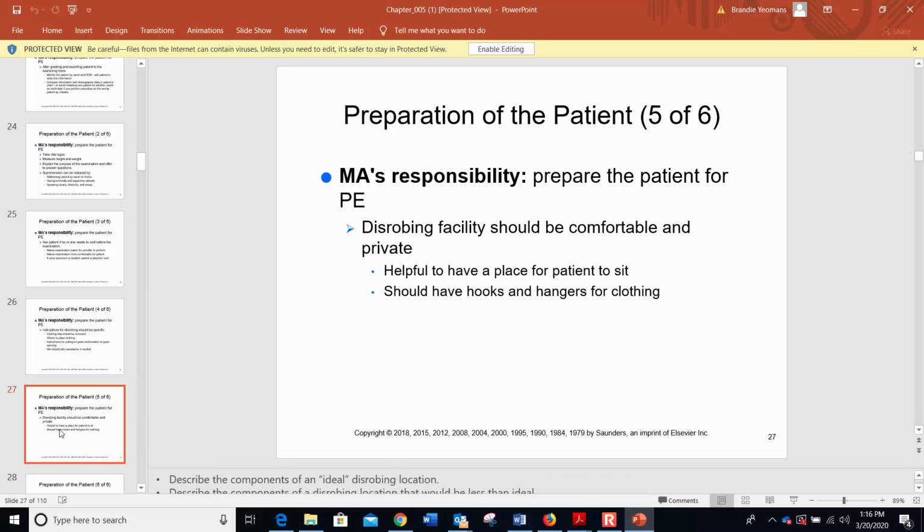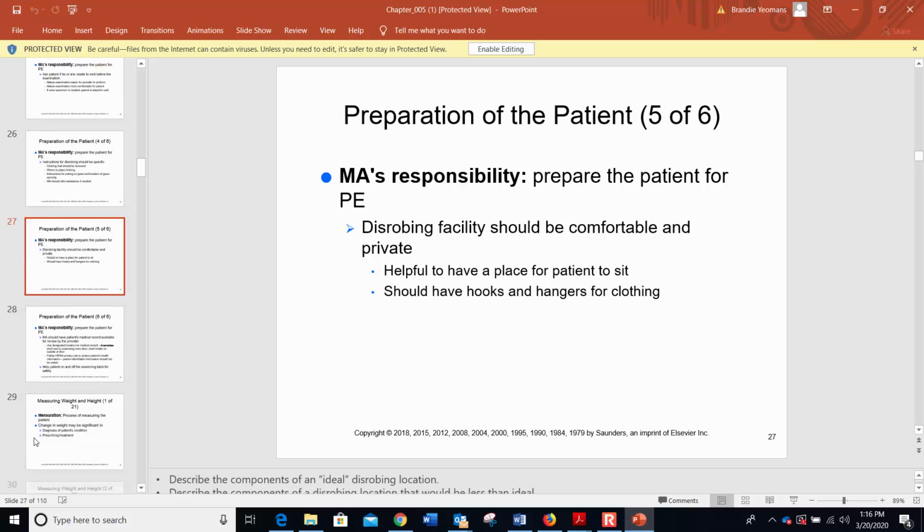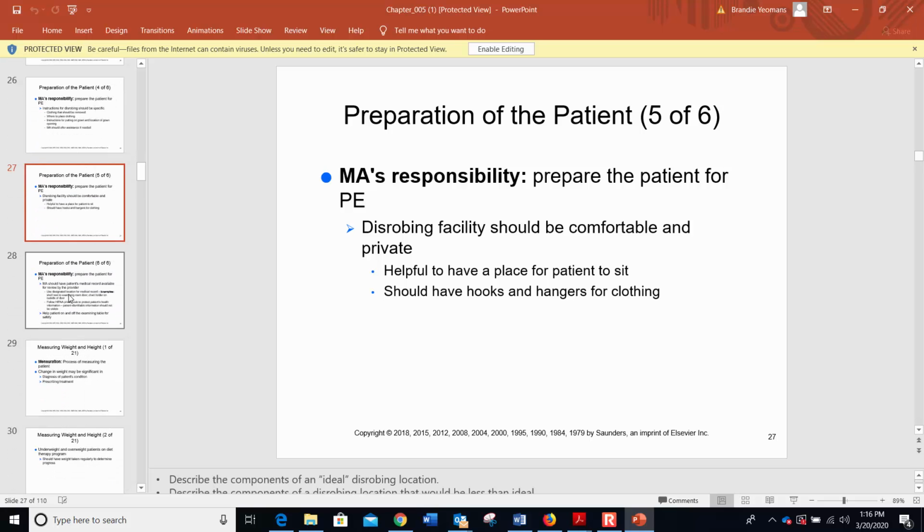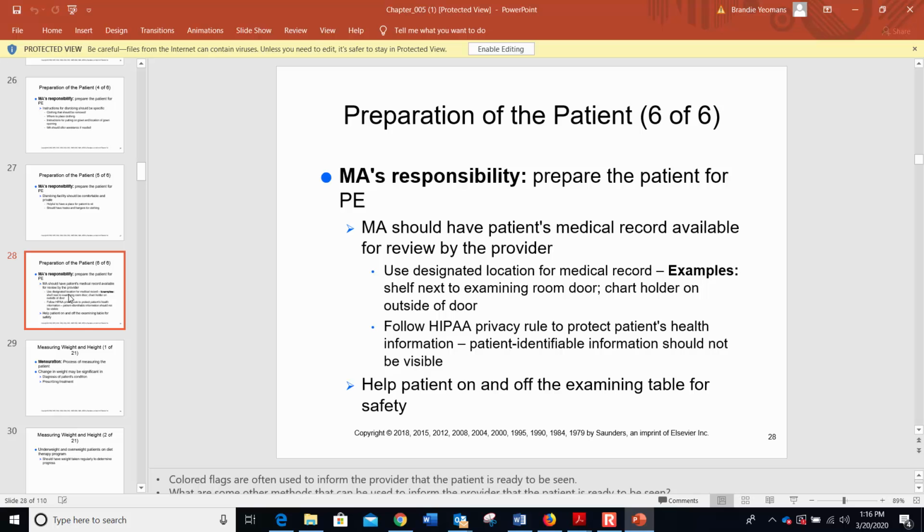All right. Now, let's see. Disrobing, the facility should be comfortable and private. They shouldn't feel like they're disrobing out in the lobby. All right. So, what do we do now? Let me back up just a moment and go back to mensuration. I apologize. I want to point out a few things for you.